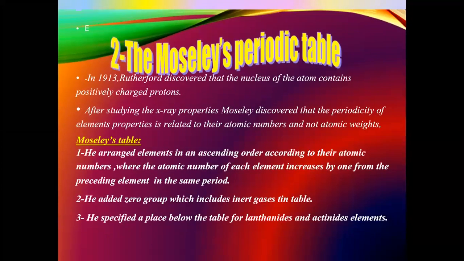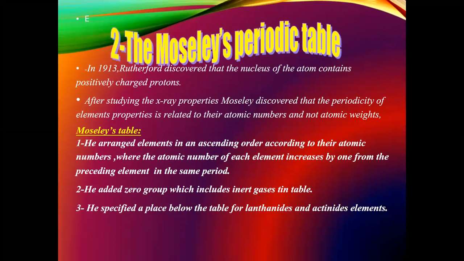Now let's go to the second one. Second one اسمه Moseley, هو اللي عمل Moseley's periodic table. طيب ايه موضوع Moseley's periodic table ده؟ Before we start discussing Moseley's periodic table, we must know that there is a scientist called Rutherford. Rutherford عمل ايه؟ He discovered the nucleus of the atom has positive protons.